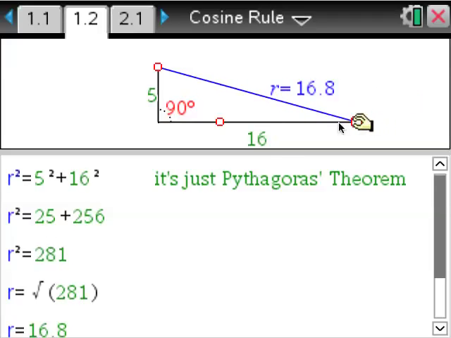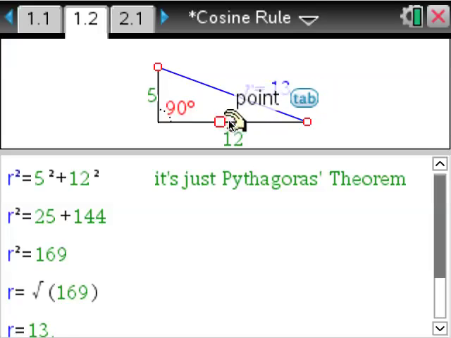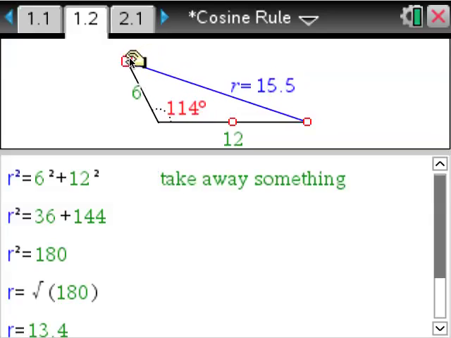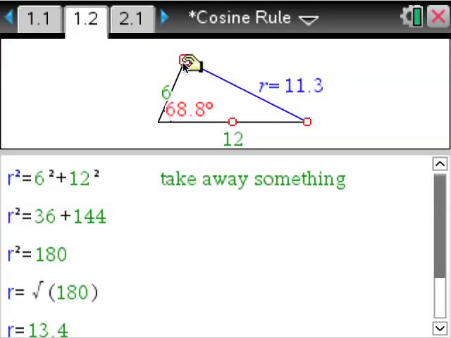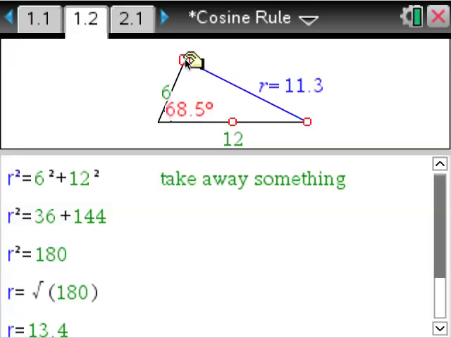You can make the sides a little bit longer. That dot there controls the length of the longest side. This one here somewhat weirdly controls the length of the shortest side, because if I were to grab that point, I can increase the angle or decrease the angle. And so what it's basically saying here is that when it is 90 degrees, it's just Pythagoras' theorem, but when it's anything other than 90, and I'm just going to move it to 68.5, this length here is 11.3.